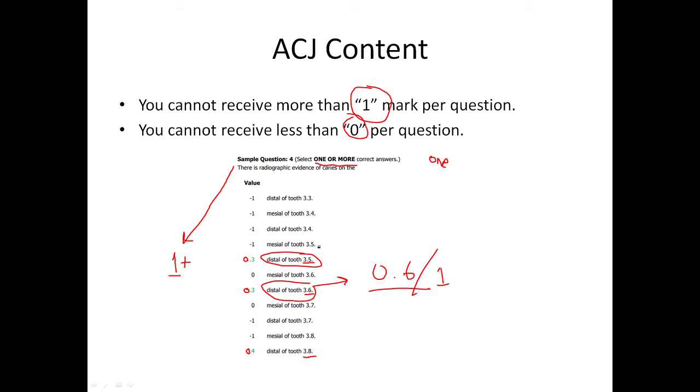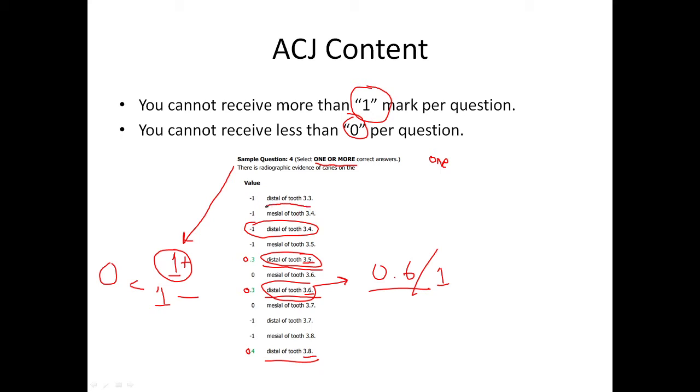Now, let's say you answered this one, this one, and also this one. So you get +1, but you also answered this one. This is a -1. So now -1 and +1 will add up to 0. So you lose the question. Okay, you lose the question. So you don't get any marks for this question if you answer one of the wrong ones.